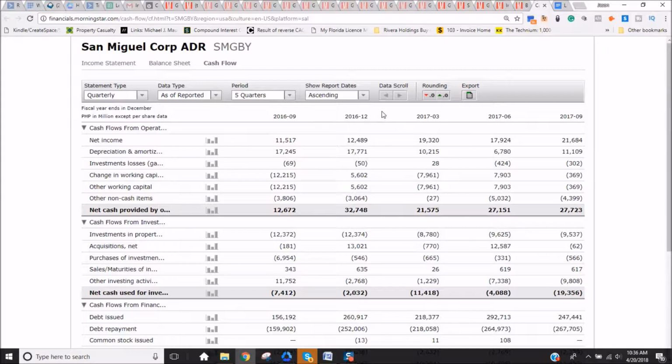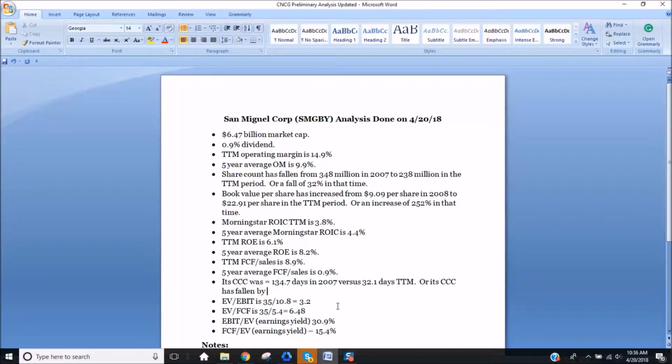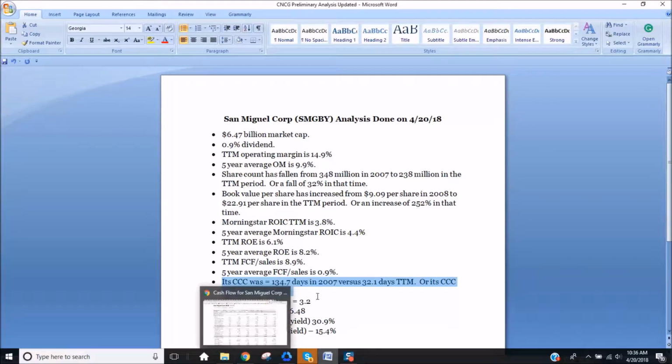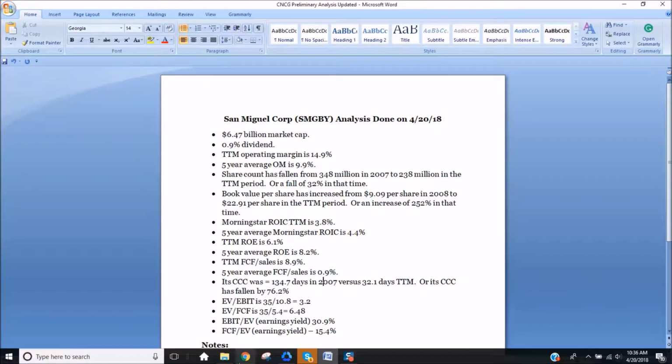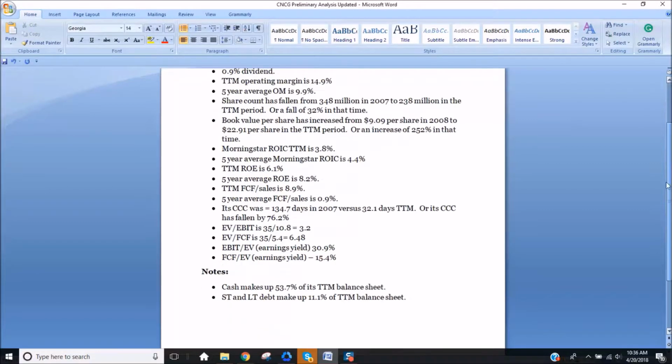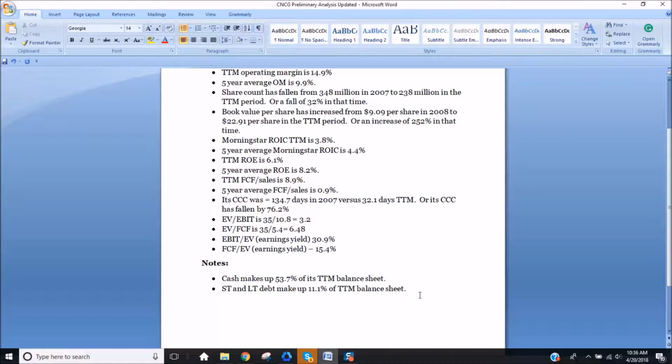I'll link below this video my other video about the cash conversion cycle and why this number is probably one of, if not the most important number on the entire preliminary analysis checklist that I talk about. I'll link that below this video. So again, we'll get back to the notes here.